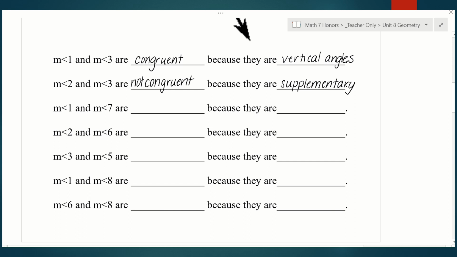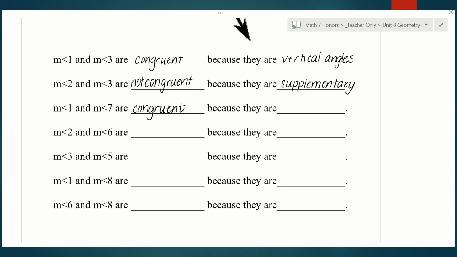Okay, so now I want you to look at angle 1 and angle 7. Just by looking at them, I'm hoping you can see that they're both acute. So automatically that means that they're going to be congruent because of the characteristics of this picture. Now, this is going to be a new vocabulary term for you.